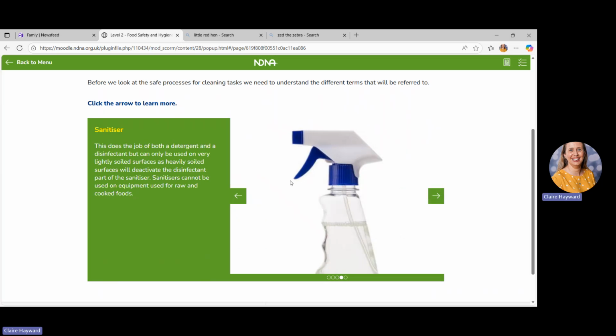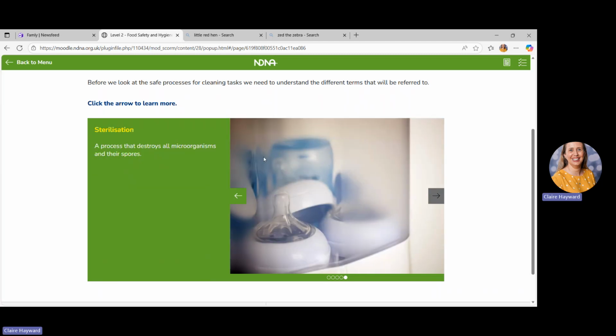The sanitizer, this does the job of both detergent and disinfectant, but can only be used on very lightly soiled surfaces, as heavily soiled surfaces will deactivate the disinfectant part of the sanitizer. Sanitizers cannot be used on equipment used for raw and cooked foods. Sterilization, a process that destroys all microorganisms and their spores.